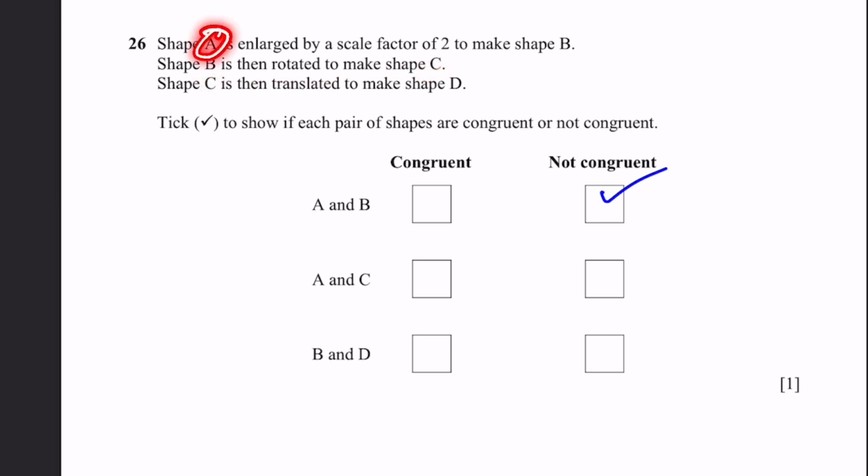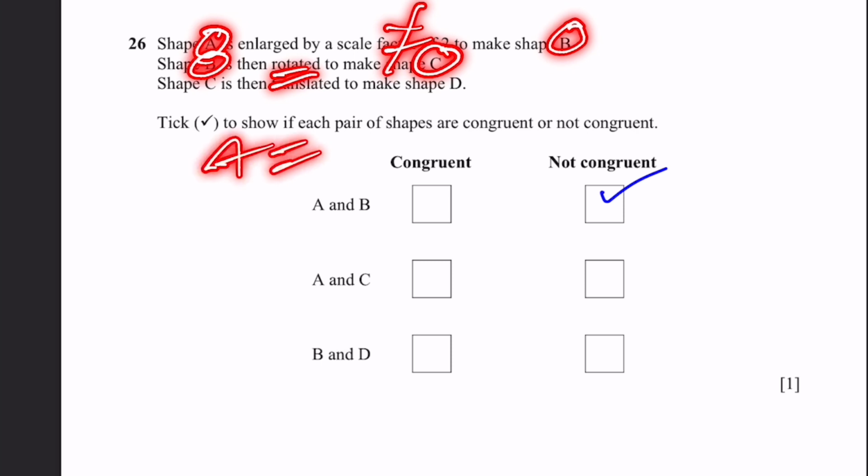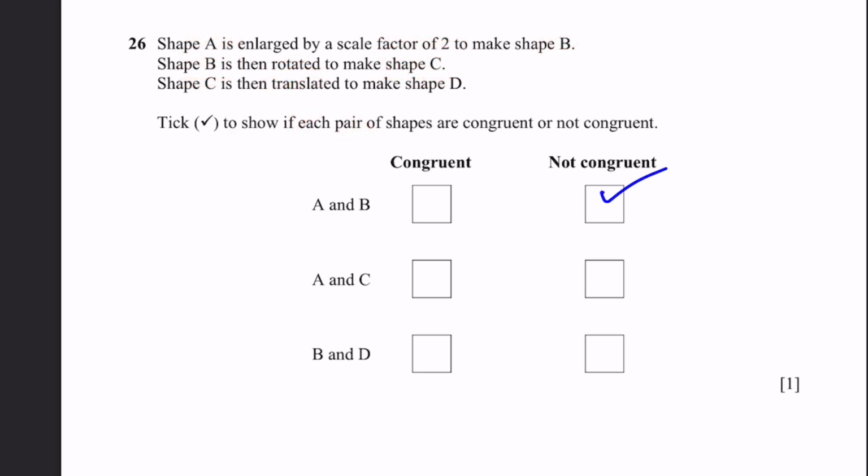But A is not equal to B, or it's not congruent to B. And B is equal to C, or B is congruent to C. That means A is not congruent with C.